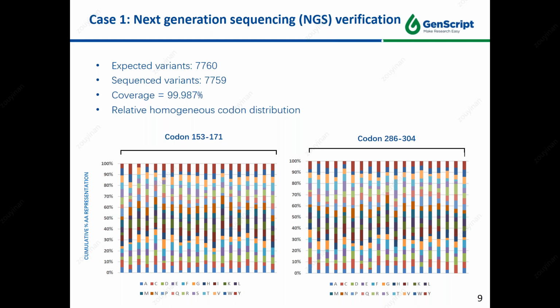In addition, we have also tested the variant frequency using the data generated by NGS. The percentage on the y-axis on both figures represents the cumulative percentage of total amino acids. Each bar represents a mutated position, and each color represents the frequency of variants with a particular amino acid. We are able to achieve relatively equal distribution of amino acids at each position, indicating that there is no over or under representation of variants.